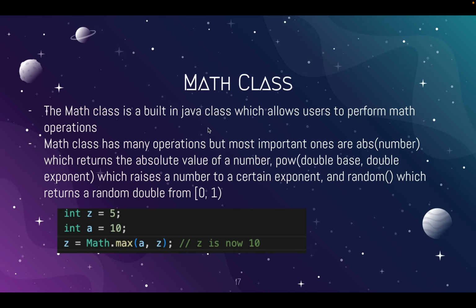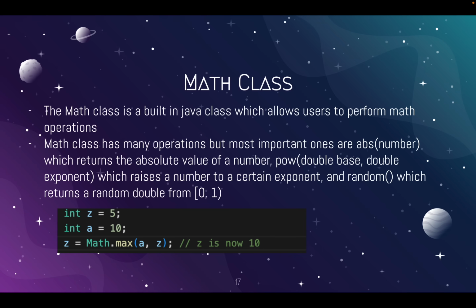The Math class. In Java, the Math class helps users perform math operations, such as finding the absolute value by using abs, getting the power of a number, or squaring a number, whatever you want to do, cubing, by using the pow function, and the random method, which returns a random double from 0 to 1.